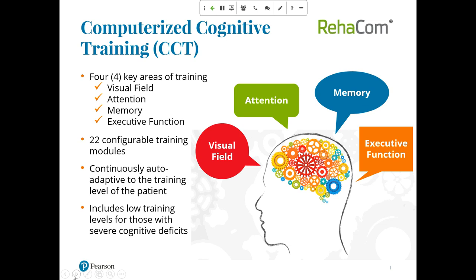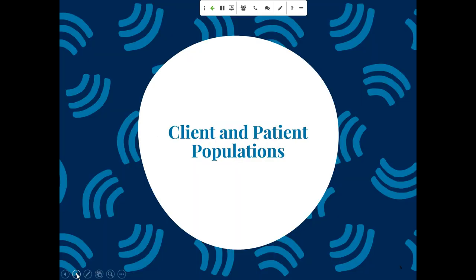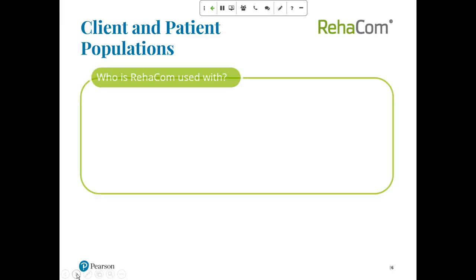So it can be done with patients who have only recently been admitted to hospitals with a head injury, and some of the early research was really based on that patient population. So who are the patients? What clients would benefit from this? So who can it be used with?